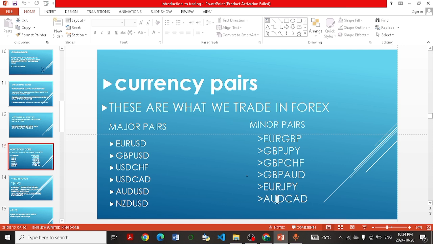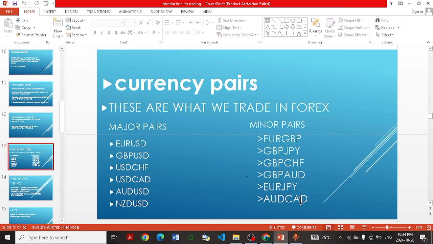AUD CAD, that's the Australian dollar against the CAD. This is the Canadian dollar, right? That's the Australian dollar against the Canadian dollar.